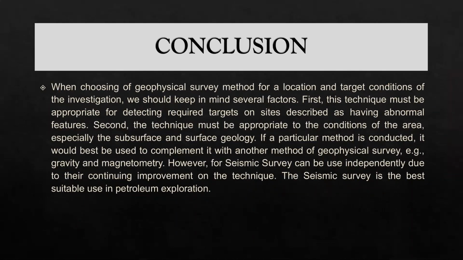For the conclusion, when choosing a geophysical survey method for a location and target conditions of the investigation, we should keep in mind several factors. First, the technique must be appropriate for detecting required targets on site described as having abnormal features. Second, the technique must be appropriate to the condition of the area, especially the subsurface and surface geology. If a particular method is conducted, it will be best to complement it with another method of geophysical survey, for example, gravity and magnetometry.